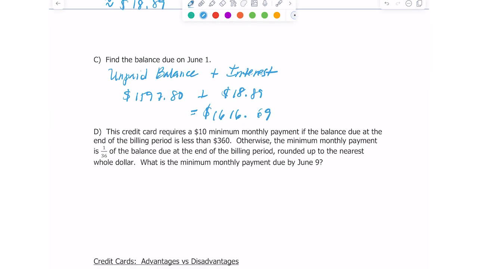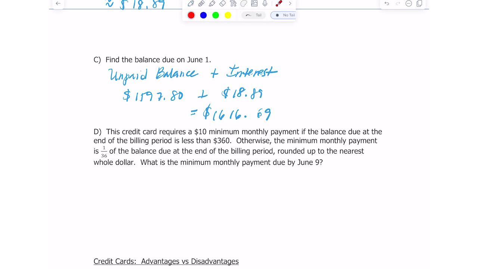Okay. Now this credit card requires a $10 minimum monthly payment if the balance due at the end of the billing period is less than $360. Otherwise, the minimum monthly payment is 1/36 of the balance due at the end of the billing period, rounded up to the nearest whole dollar. What is the minimum monthly payment due by June 9th?